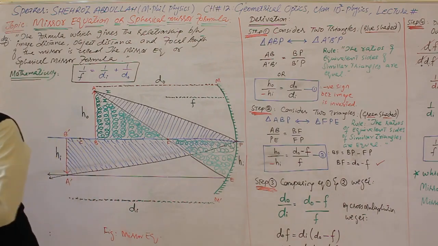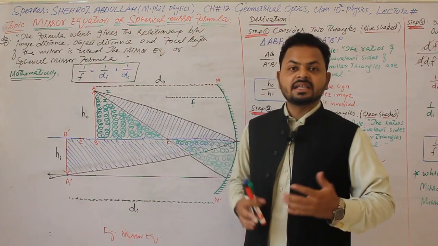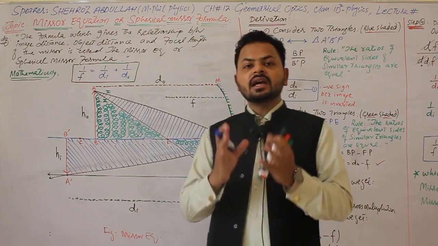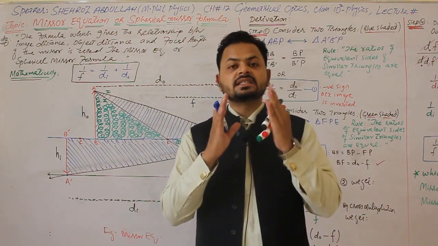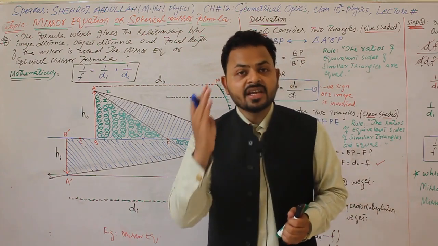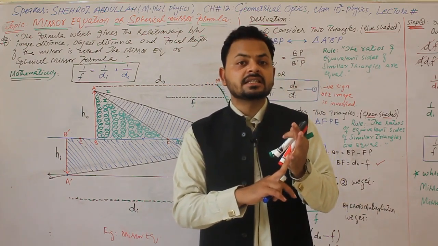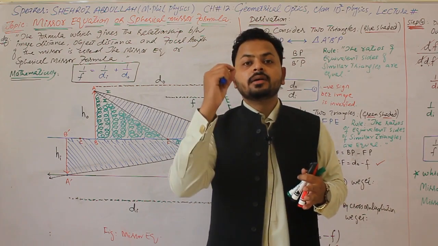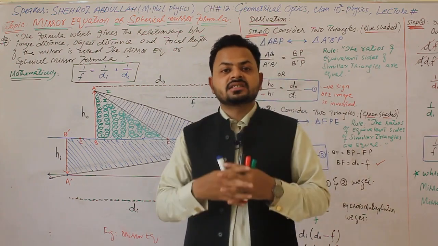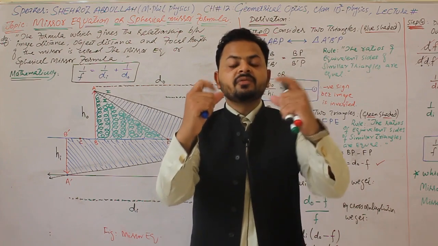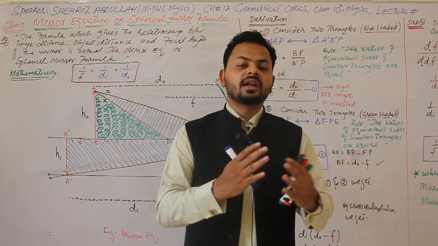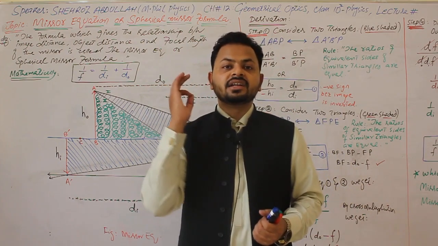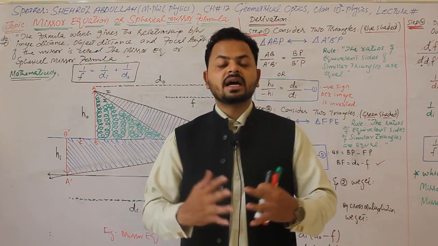First of all we need to understand what the spherical mirror formula or mirror equation is. Now look, the spherical mirror formula or mirror equation is a relation between 3 quantities: di, the image distance; d naught, the object distance; and the focal length of the mirror. If we relate these 3 quantities, this gives the spherical mirror formula, or in other words, the equation. So we can say that the relation between di, d naught and f is known as the mirror equation.